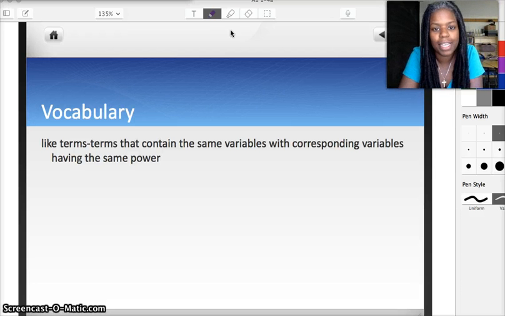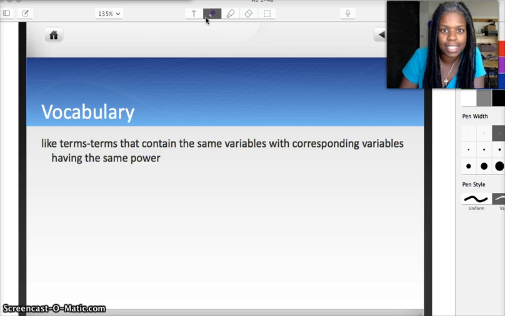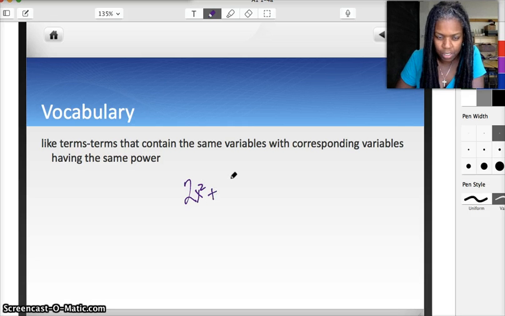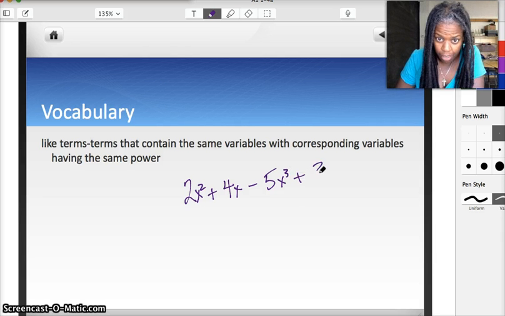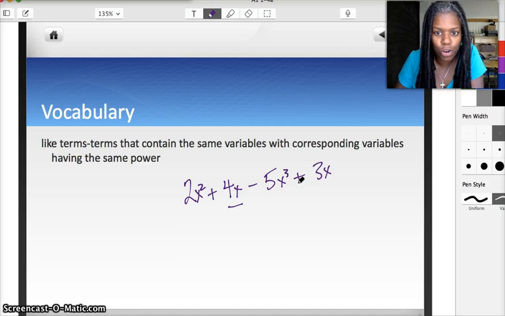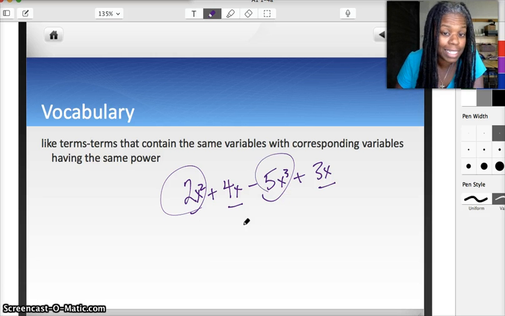Like terms are terms that contain the same variables with corresponding variables having the same power. So for instance, if I were to write 2x squared plus 4x minus 5x to the third power plus 3x, only two of these are like terms, and that's 4x and this positive 3x. These guys are unlike. I sometimes call them like cousins. They're cousins, but they are not a part of the same household, if you know what I mean, because this is to the second power and this is to the third power, where both of these are to the first power. So like terms, these are not like terms.